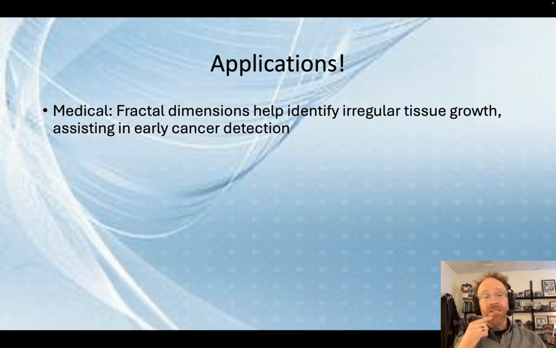Medical: fractal dimensions help identify irregular tissue growth, assisting in early cancer detection. In fact, if you think about medical as well, think about our lungs. Our lungs certainly seem, and our circulatory system, those are both fractal in nature. And don't even get me started on city growth versus biology with bodies. It turns out that our circulatory system is really similar to the way streets operate through cities.